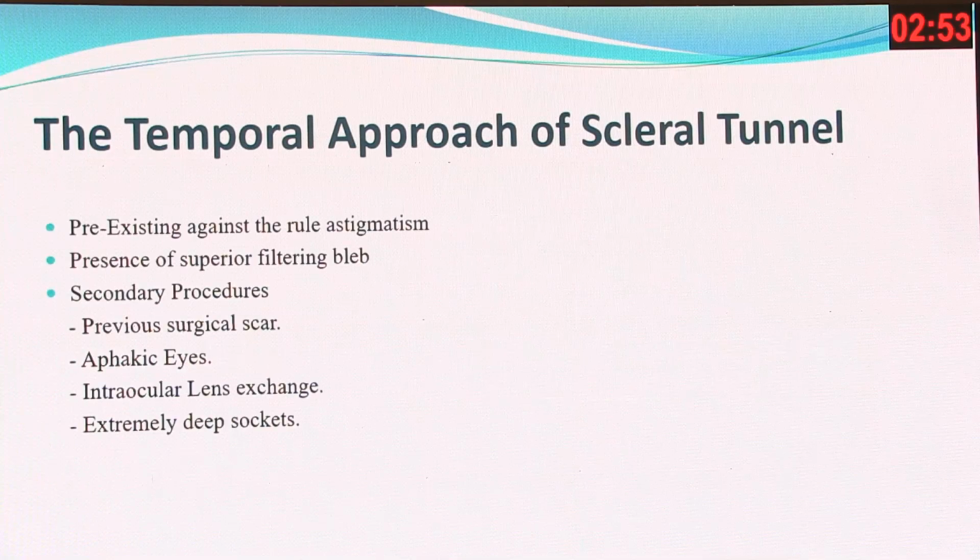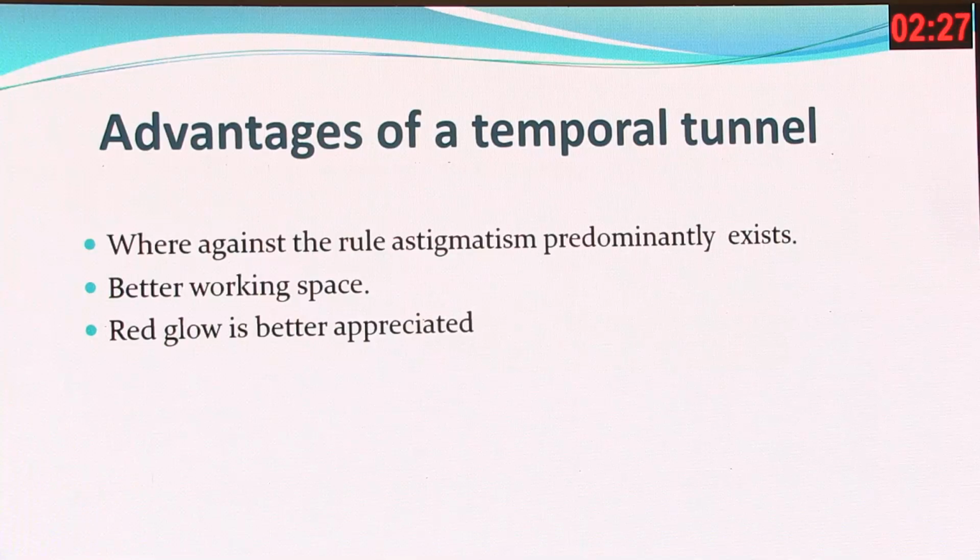Sometimes, with pre-existing against-the-rule astigmatism, the presence of a superior filtering bleb in glaucoma cases, secondary procedures, previous surgical scars, aphakic eyes, intraocular lens exchange, or extremely deep sockets, the temporal approach to the scleral tunnel is very good and very easy for performing the surgery. The advantages of a temporal tunnel: where against-the-rule astigmatism predominantly exists it should be preferred, there is better working space, and the red glow is better appreciated.